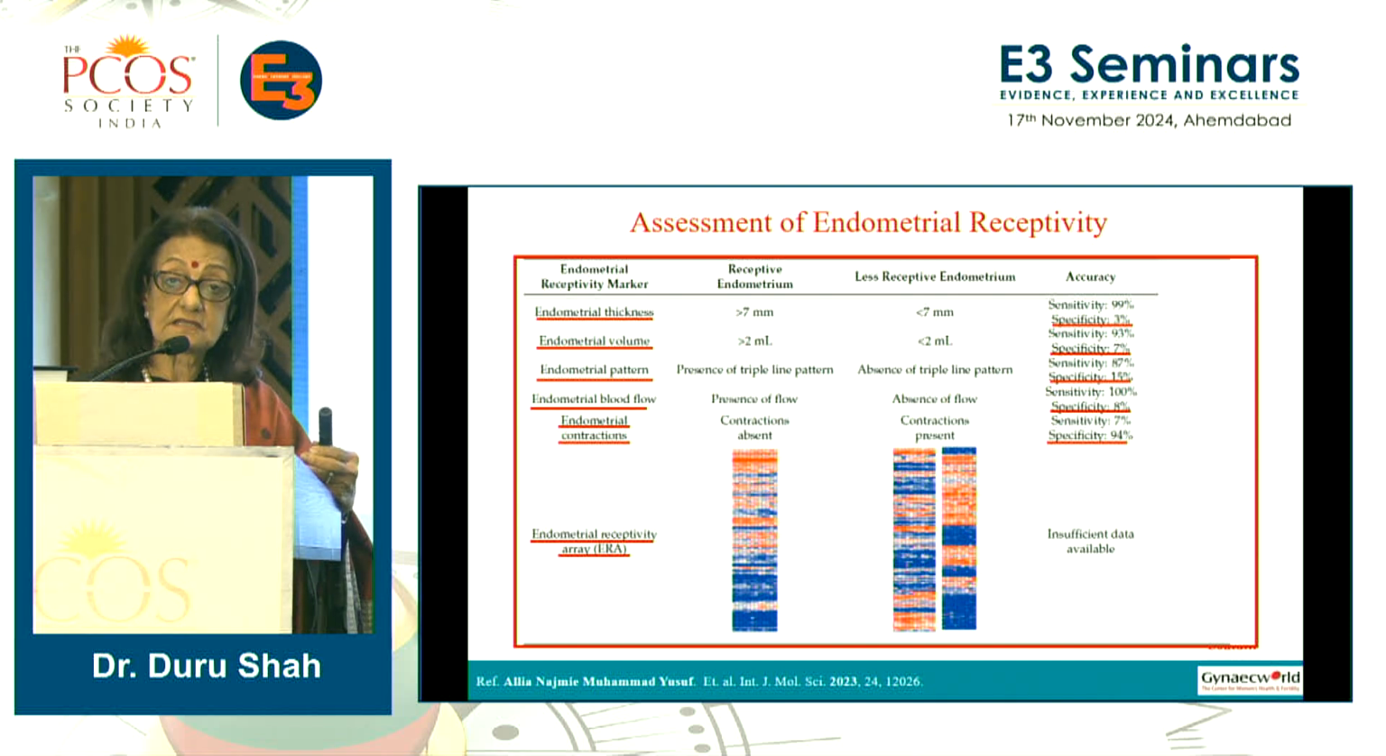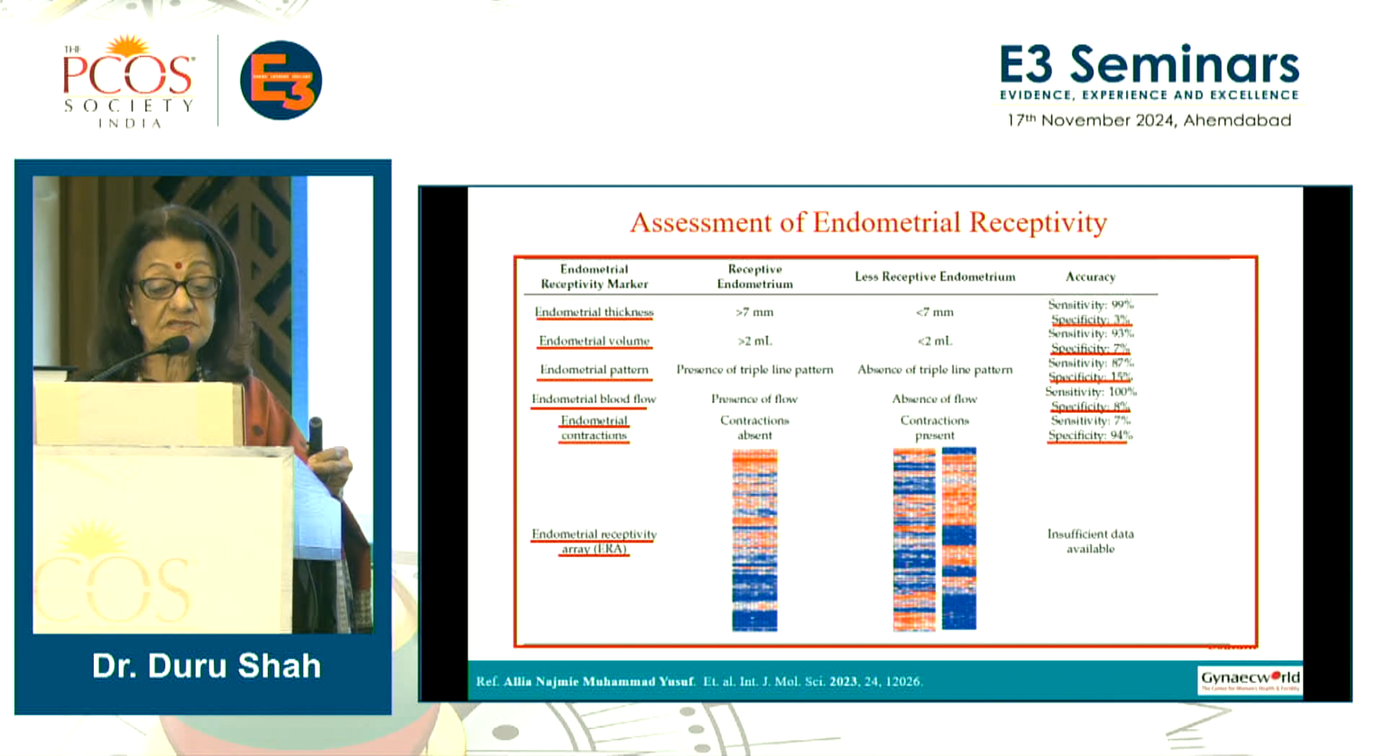Endometrial blood flow, presence of flow is good, absence of flow is not good, and sensitivity is almost 100%. As a matter of fact, in our clinic we keep doing the endometrial flow. We also look at which zone it is reaching up to, and when it goes right up to the subendometrium, that is the best. Everybody doesn't do that, but here they are talking about sensitivity being 100%. If you get a definite poor flow, then you know it's not going to work well. Endometrial contractions, if they are absent, is good. If they are present, it's not good.